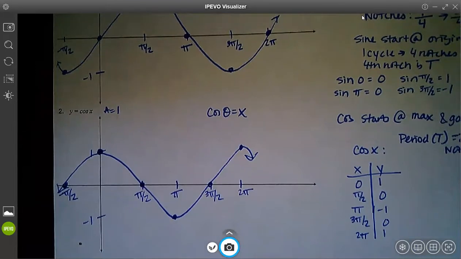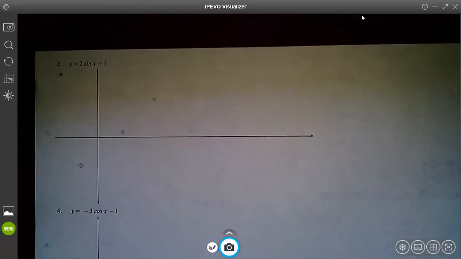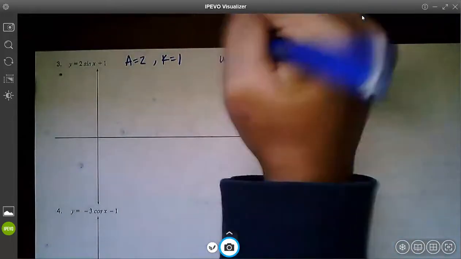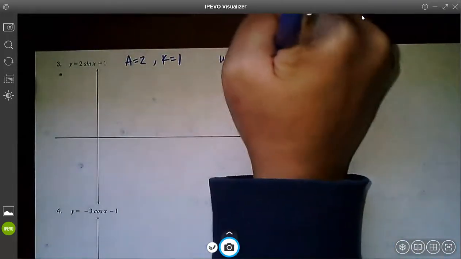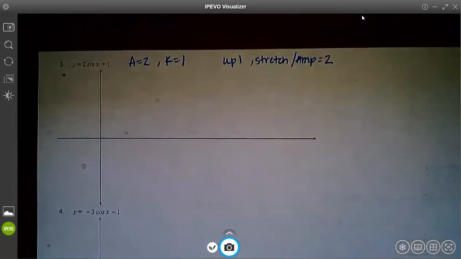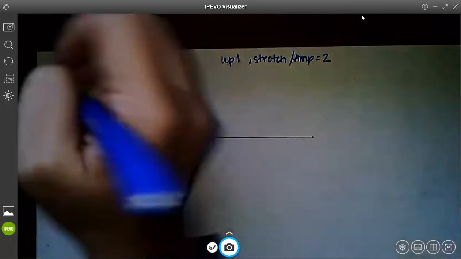So those are the parent functions, sine and cosine. We're going to look at 2 more that involve a shift. So this one, we have y equals 2 times the sine of x plus 1. That means a equals 2 and k equals 1. So we are going up 1, and we have a stretch or an amplitude of 2. So instead of going up 1, now we're going up 2 and down 2, right?